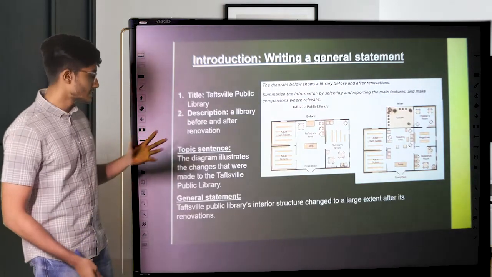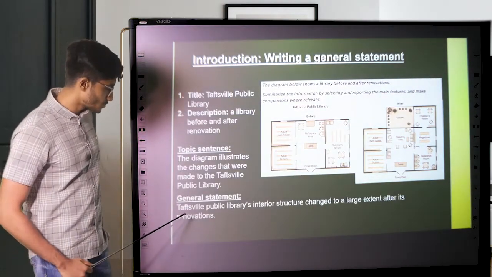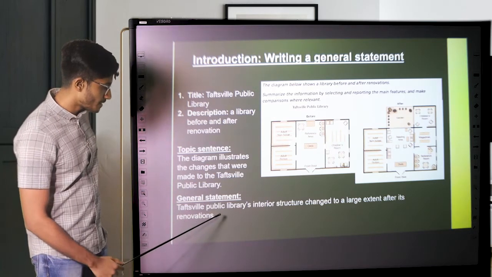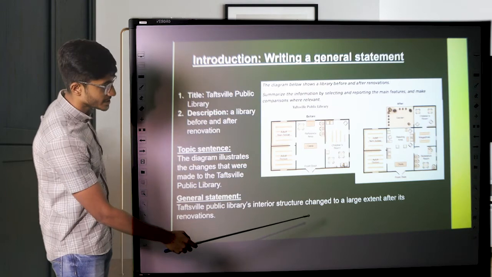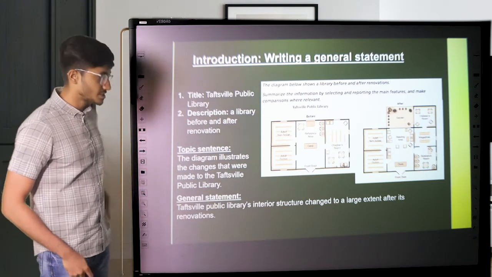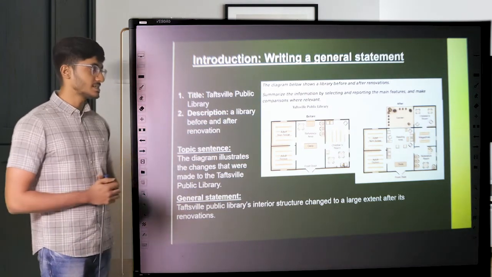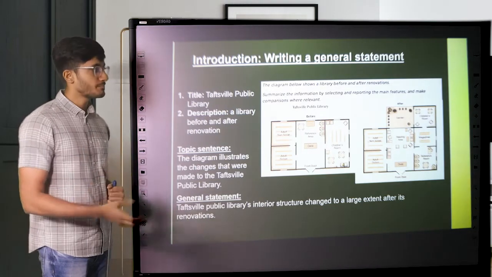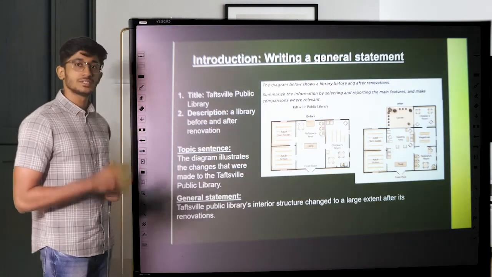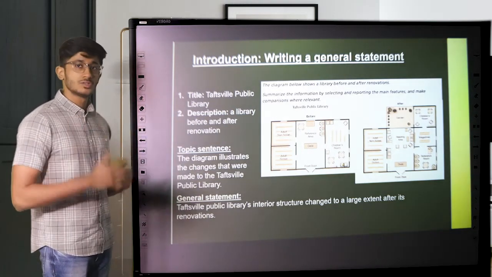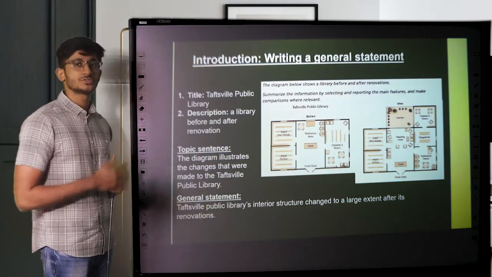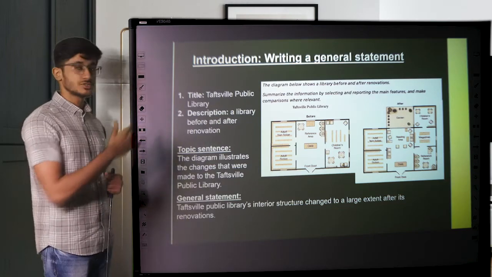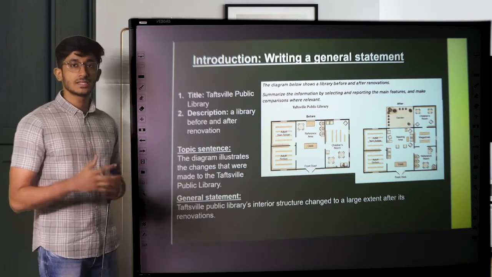Let's take a look at this example where the general statement shows that Task-1 Public Library's interior structure changed to a large extent after its renovations. So what you're saying here is that after the renovation, Task-1 Public Library's interior changed to a large extent. There were some major changes. So that's what you're trying to talk about, and that's what your general statement is telling the examiner.